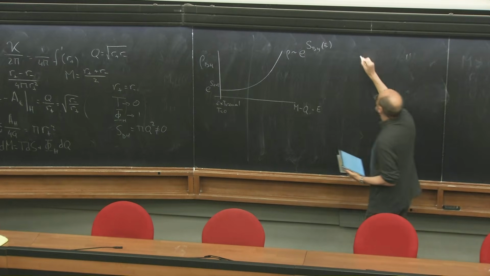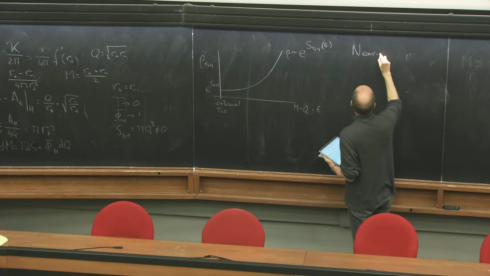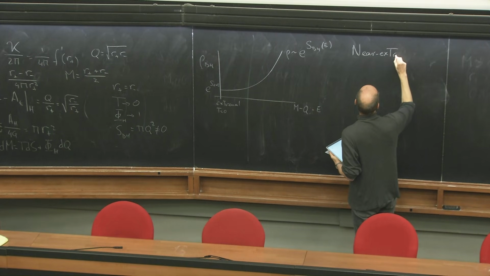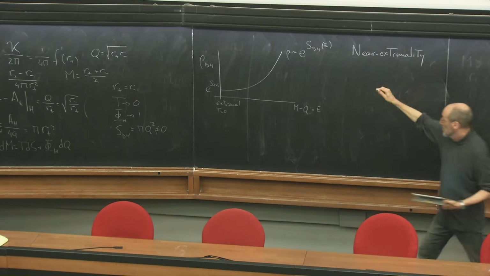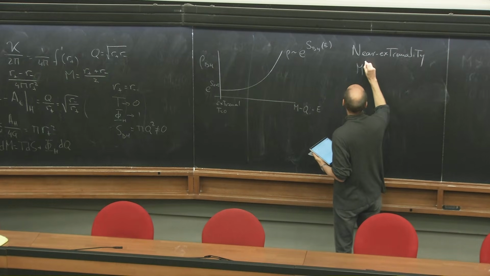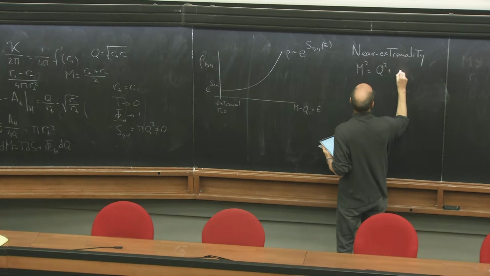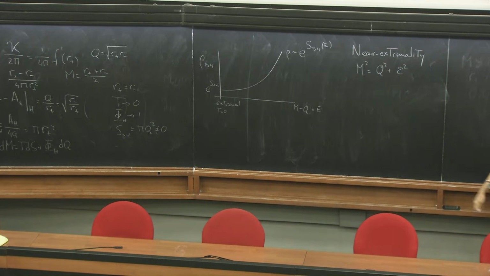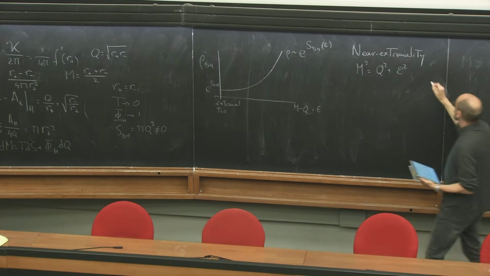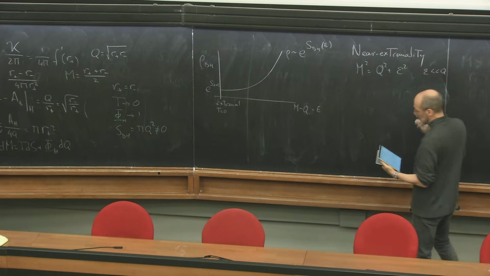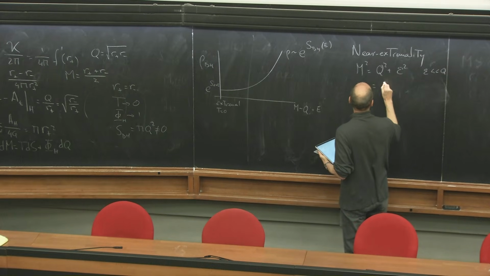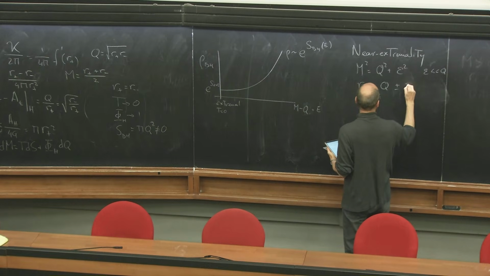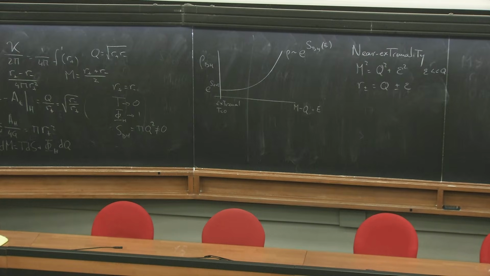There are even more puzzles. If we go not to extremality, but close to extremality, okay? So now we consider that M is not Q, but slightly larger. I'm going to write it like this: M squared equals Q squared plus some small number epsilon, where epsilon is much less than Q. Then in this case, r plus minus is Q plus minus epsilon. So the two horizons are separate. They are not the same, but they are close by.